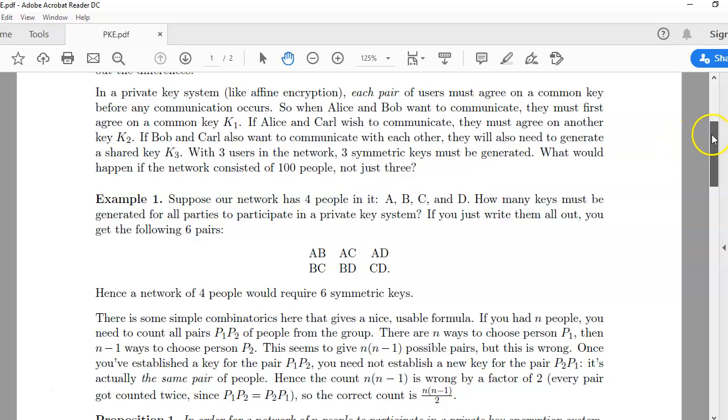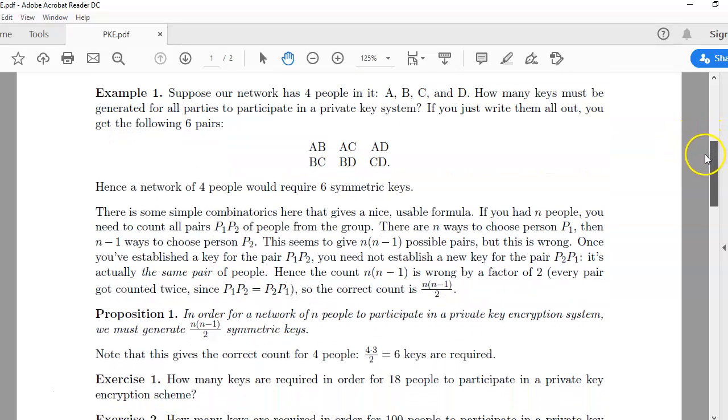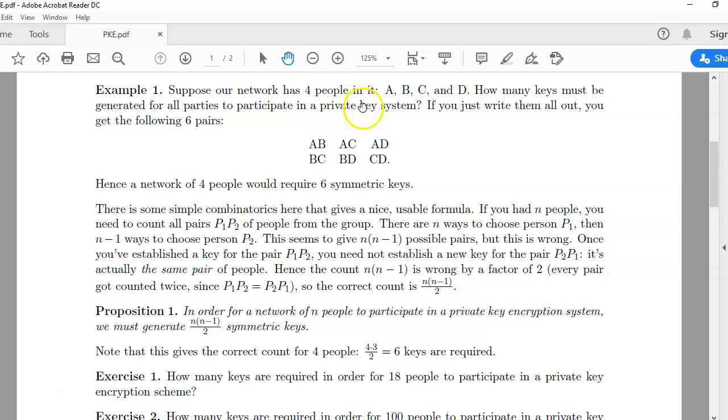So for a baby step example, let's look at example 1 where suppose your network has only 4 people in it. Alice, Bob, Carl, and Denise, right? So how many keys must be generated for all these people to participate in a private key scheme? Well, just write out all the ways to make pairs. Alice and Bob, Alice and Carl, Alice and Denise, Bob and Carl, Bob and Denise, and Carl and Denise. There are 6 ways to do that. So a network of 4 people would require 6 different keys, one for every couple.